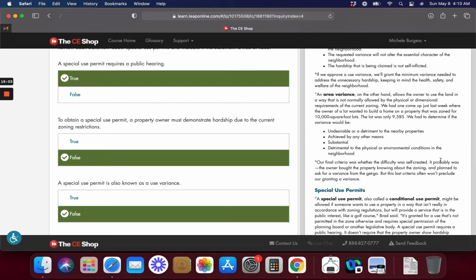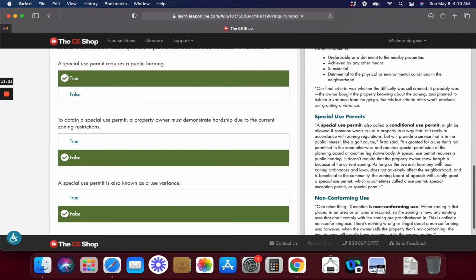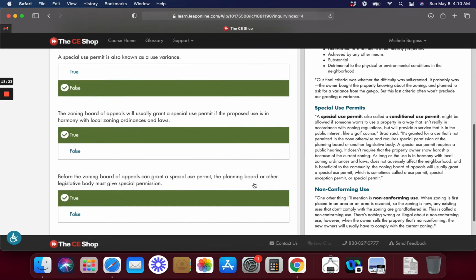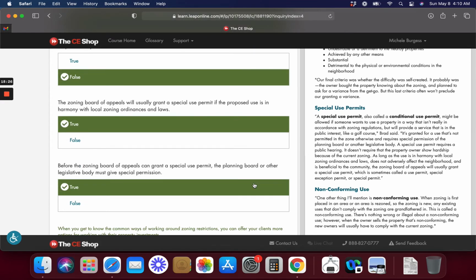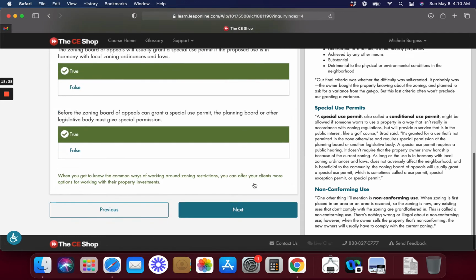A special use permit requires a public hearing. This is true. To obtain a special use permit, a property owner must demonstrate hardship due to the current zoning restrictions. A special use permit is known as a use variance, is false. The zoning board will usually grant a special use permit if the proposed use is in harmony with local zoning. Before the zoning board of appeals can grant a special use permit, the planning board must give special permission. This is true.